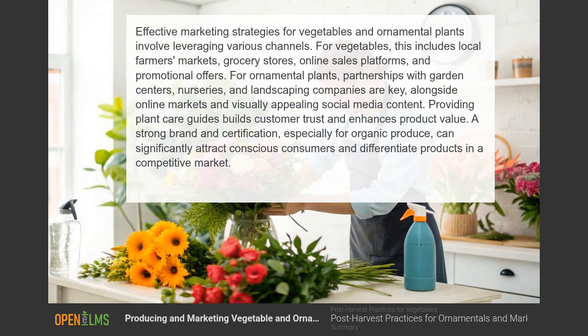Effective marketing strategies for vegetables and ornamental plants involve leveraging various channels. For vegetables, this includes local farmers markets, grocery stores, online sales platforms, and promotional offers. For ornamental plants, partnerships with garden centers, nurseries, and landscaping companies are key, alongside online markets and visually appealing social media content. Providing plant care guides builds customer trust and enhances product value. A strong brand and certification, especially for organic produce, can significantly attract conscious consumers and differentiate products in a competitive market.